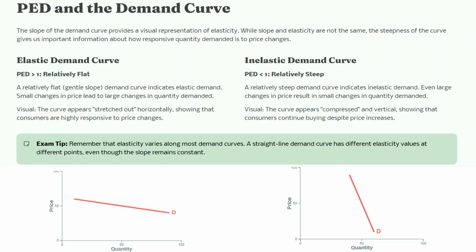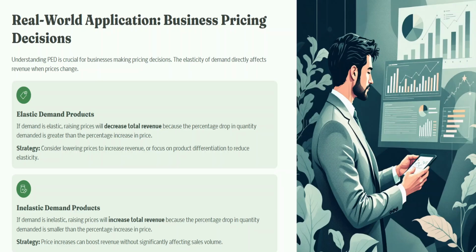Let's see now some real-world applications. Business pricing decisions. Understanding PED is crucial for businesses making price decisions. The elasticity of demand directly affects revenue when price changes. Elastic demand products. If demand is elastic, raising prices will decrease total revenue because the percentage drop in quantity demanded is greater than the percentage increase in price. Strategy. Consider lowering price to increase revenue or focus on product differentiation to reduce elasticity.